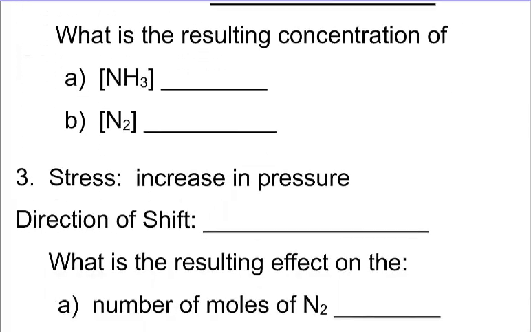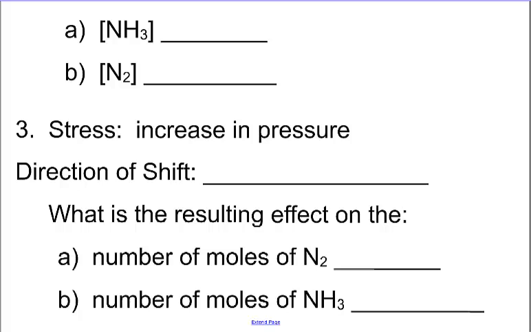And then lastly, if you increase the pressure. Now we are dealing with gases, so you will have to figure out the number of moles. Figure the direction of shift based on the moles, and then what is the resulting effect on the number of moles of N2, which is a product, and the number of moles of NH3, which is a reactant. If you have any questions on this, again, we're going to go over it in class, but please try to do this. This would be your challenge for your homework.